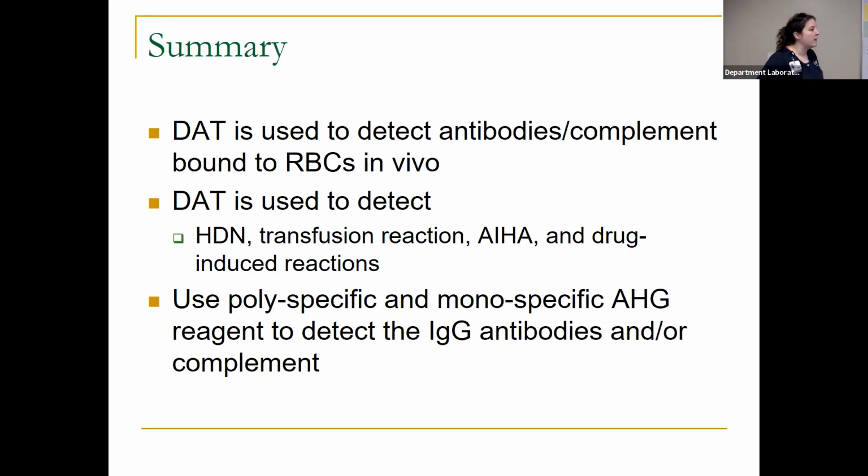Autoimmune hemolytic anemia will cause a positive DAT, and drug-induced reactions can cause a positive DAT. Most labs are going to start with polyspecific. If you're positive with polyspecific, then you'll carry through with your monospecific testing. All right, does anybody have any questions?